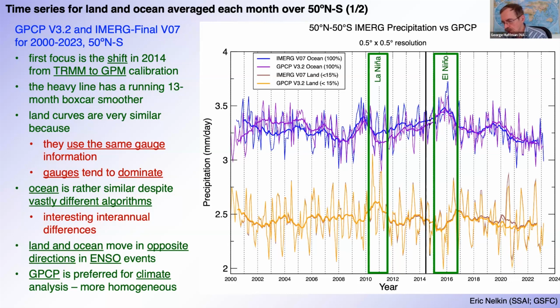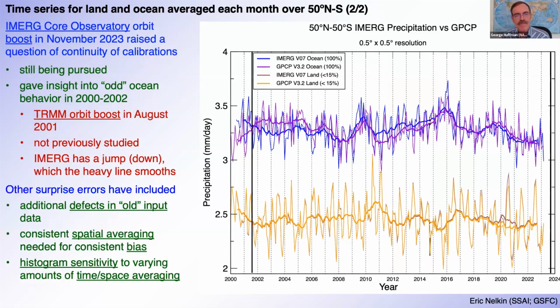If someone shows you ENSO events only over land, using gauges, say, they will tell you the wrong thing, which is, oh, the global precipitation increases or decreases. In fact, when you put these together, they nearly cancel out. It's interesting. We tend to prefer the GPCP for climate analysis because it's more homogeneous, but in fact, you can see that they're sort of similar.